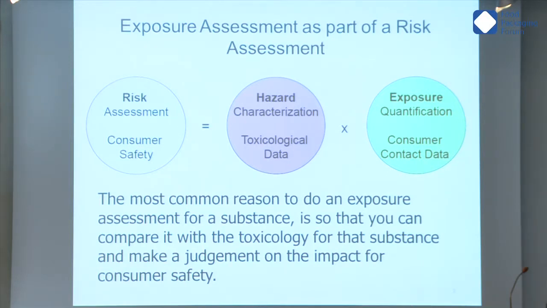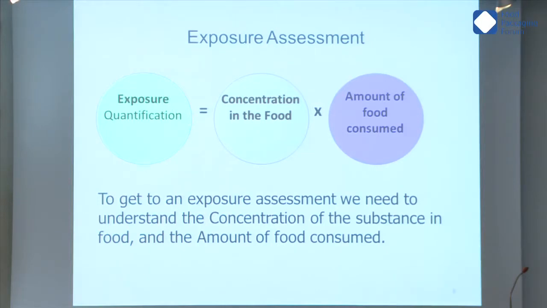The most common reason for doing it is that you can compare the toxicology of the substance and make a judgment on its impact on safety. Basically, a margin of exposure. To get the exposure, we need to know what its concentration is in the food and how much of the food every person in the population in the survey ate. And most of these surveys are around 2,000 people.